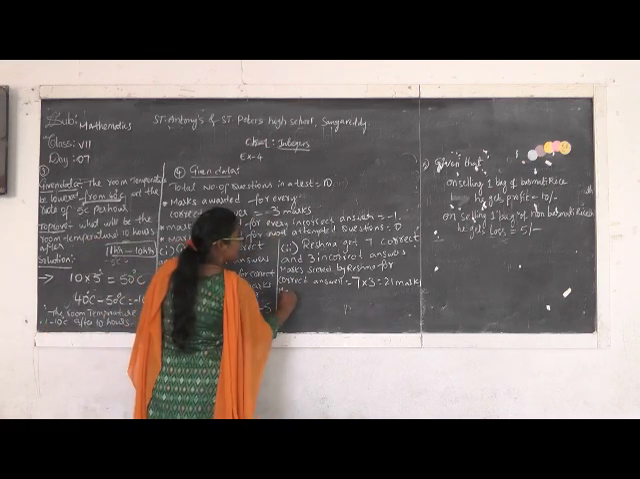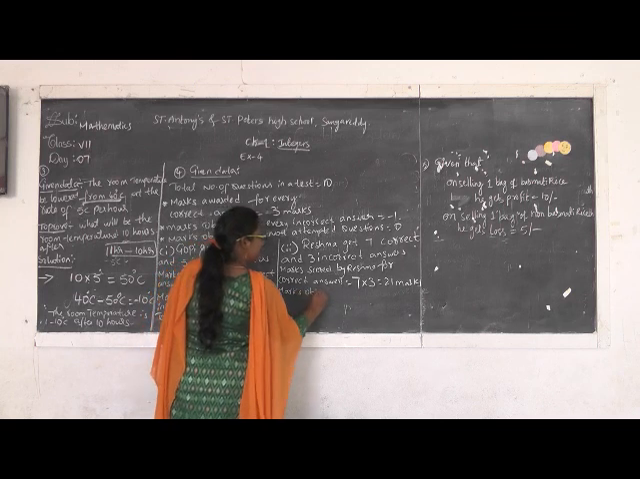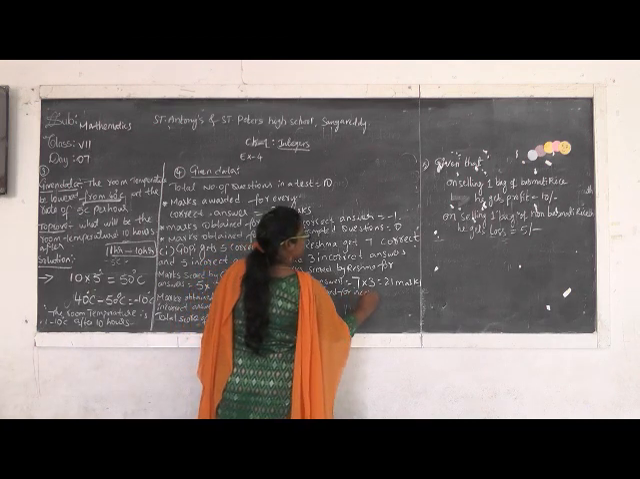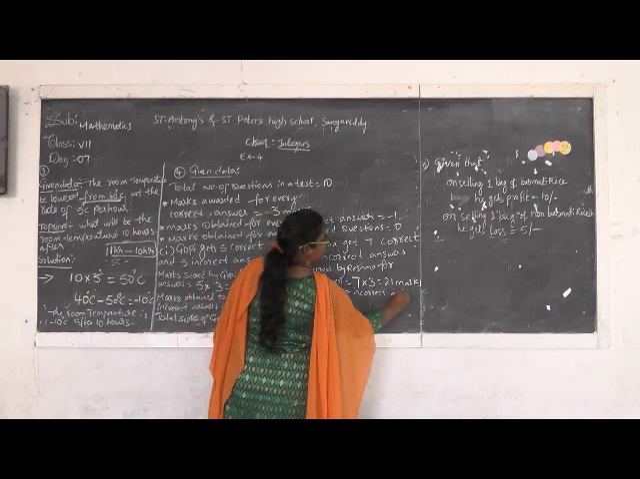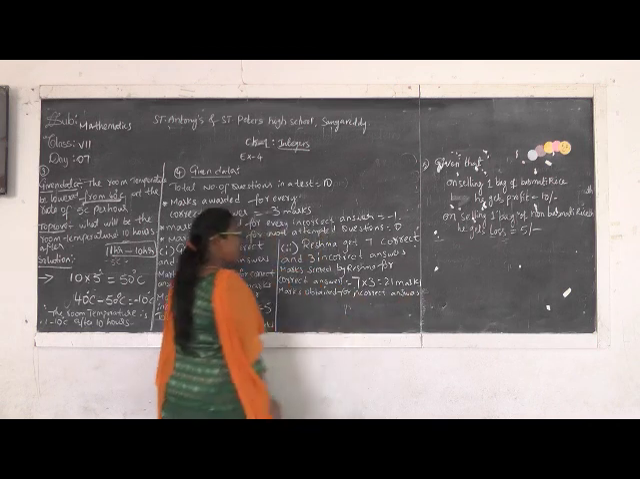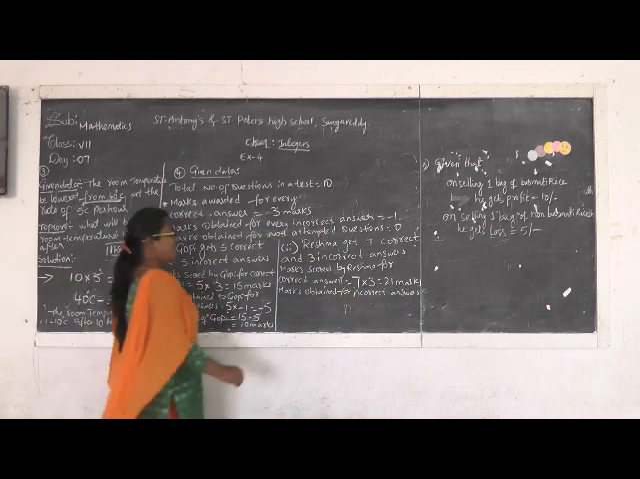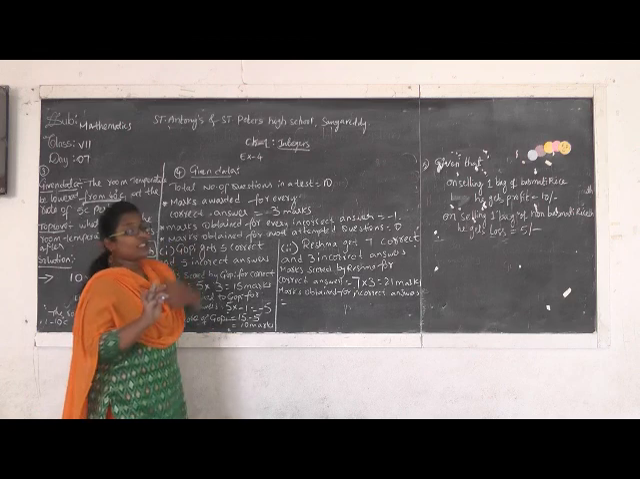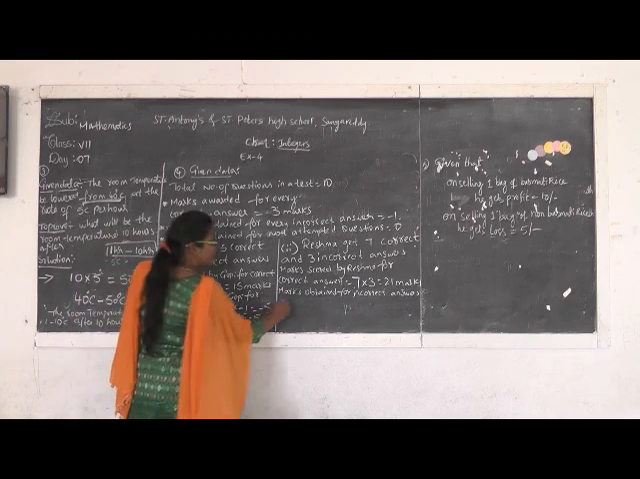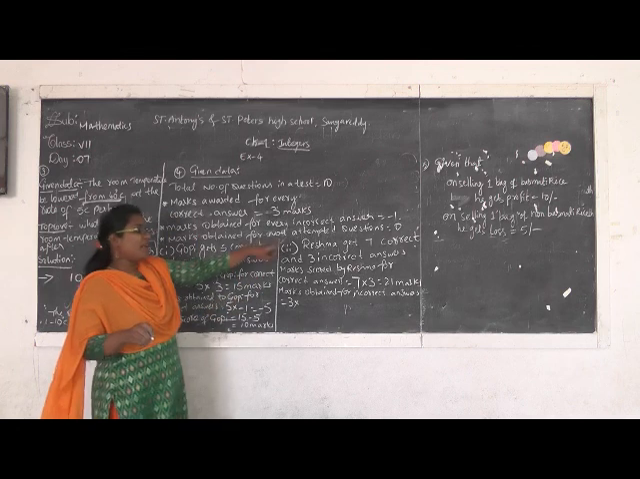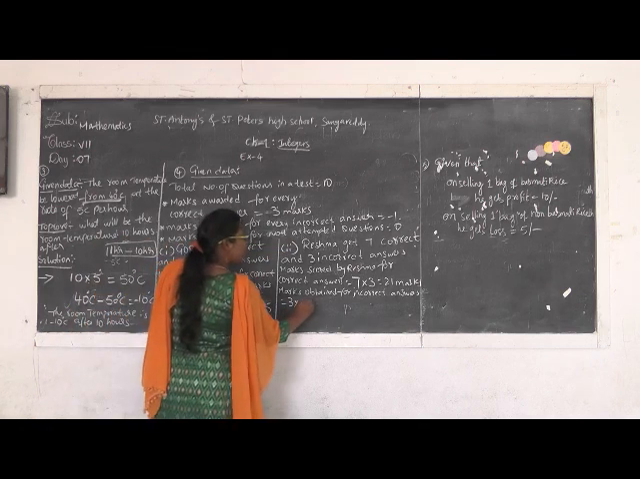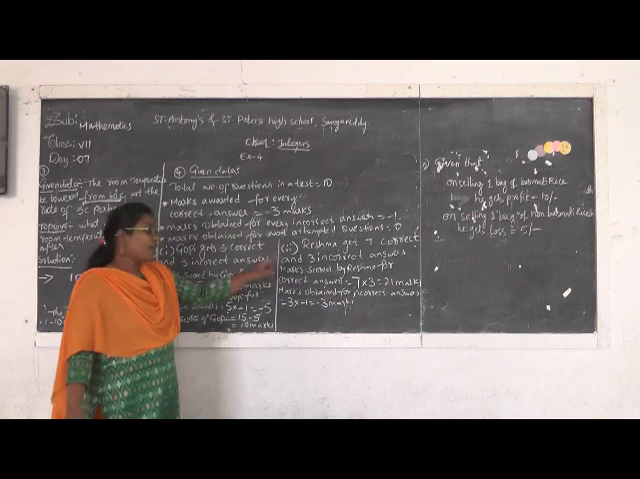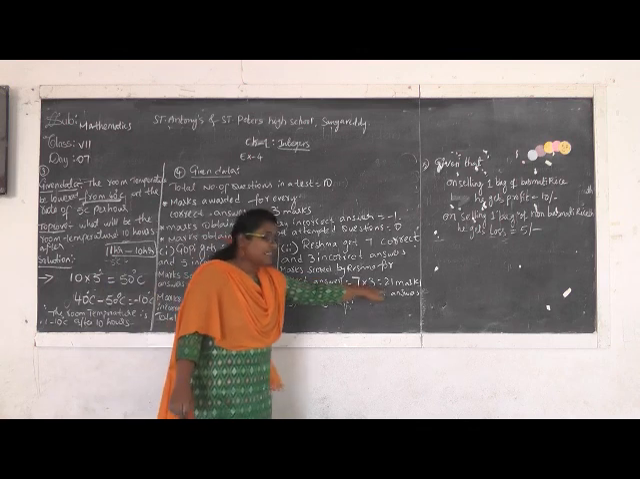Next, marks obtained for incorrect answers. How many questions did she attempt incorrectly? 3 questions she attempted incorrectly. So 3 into, for each question how many marks? -1 mark. So 3 into -1 is nothing but -3 marks we have to reduce. From where? From the correct answers. The correct answer is nothing but 21 marks.